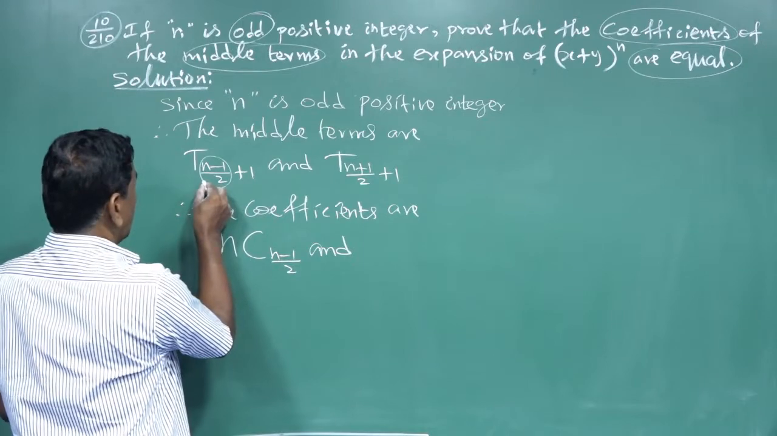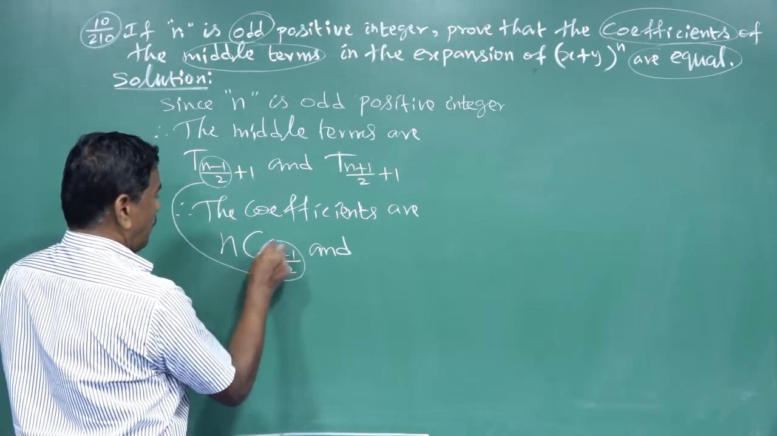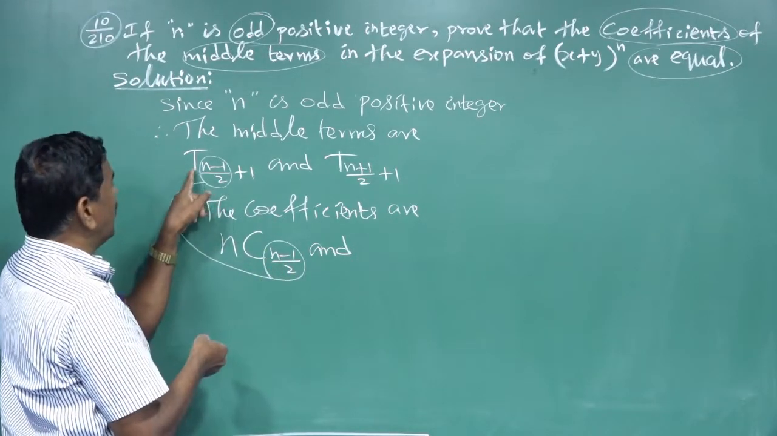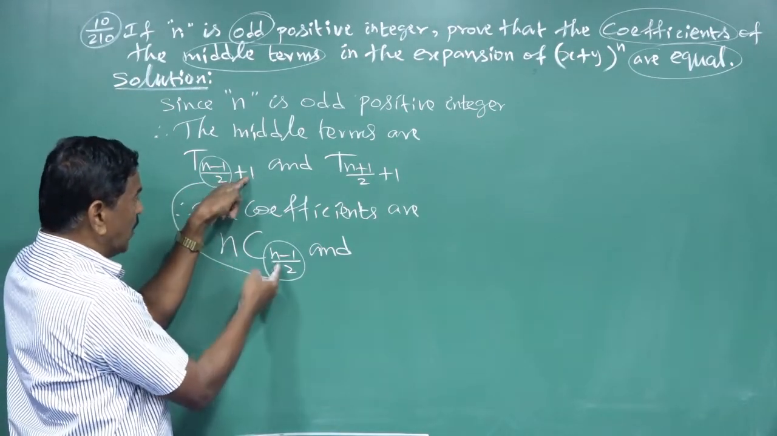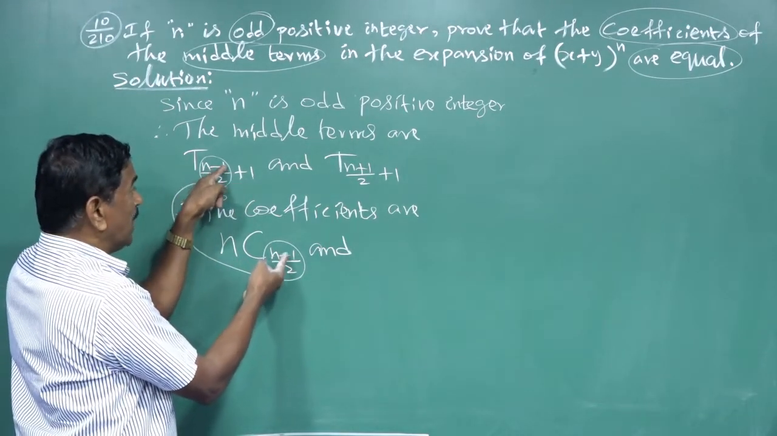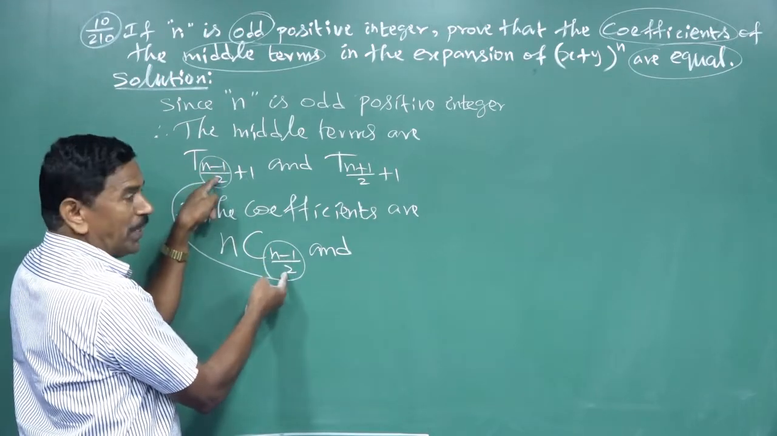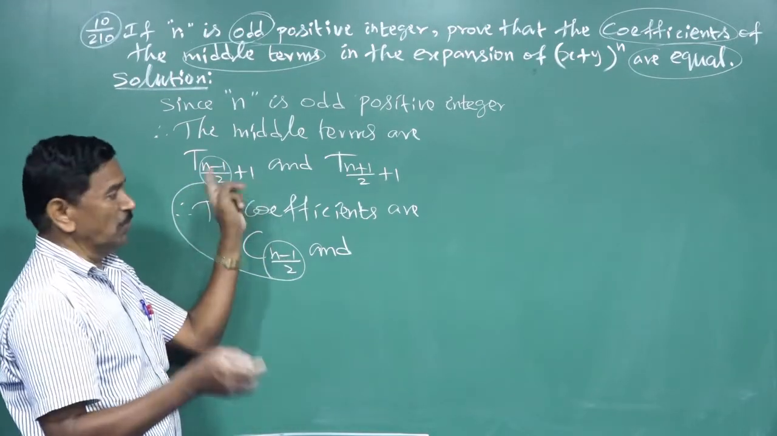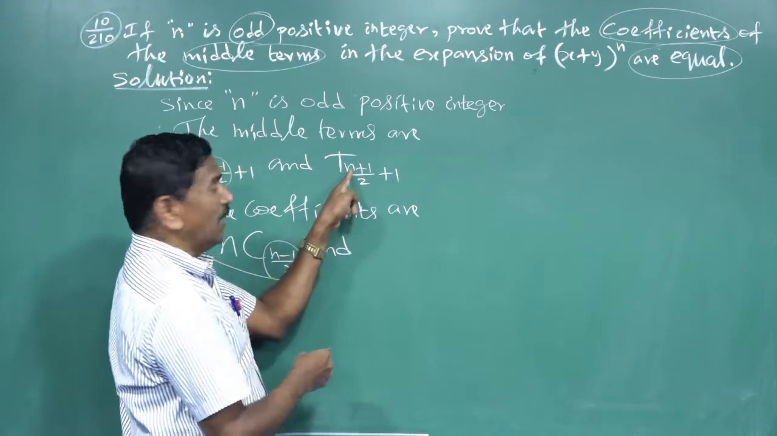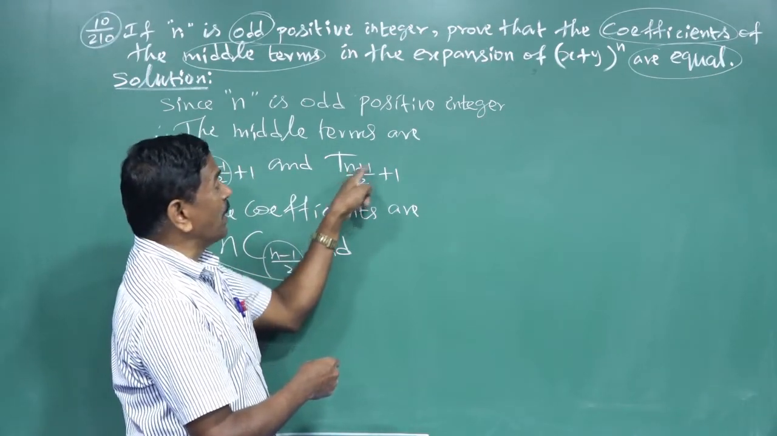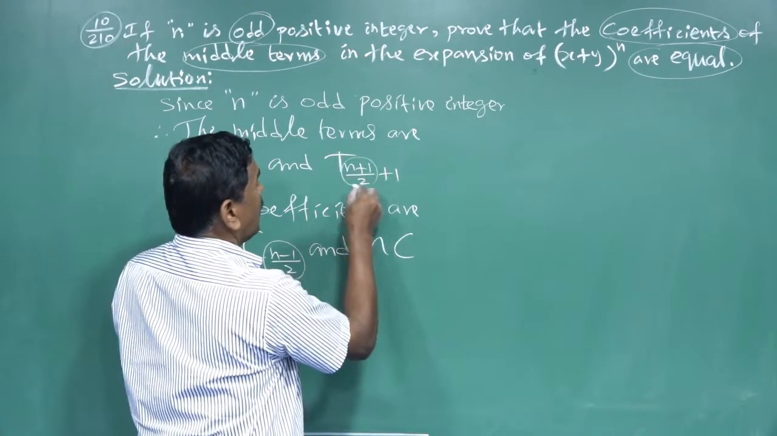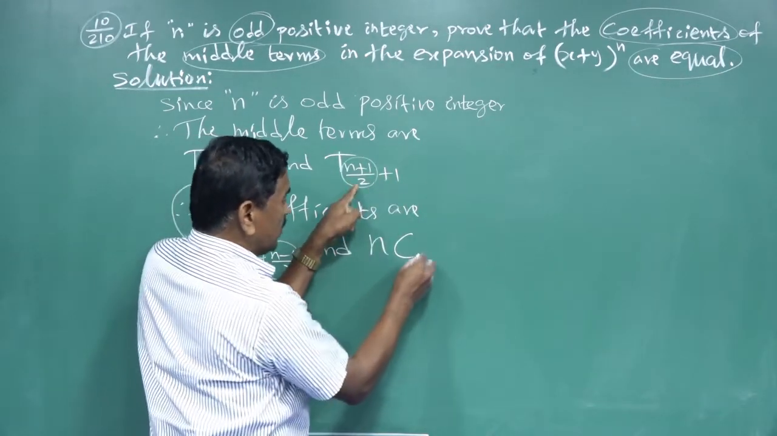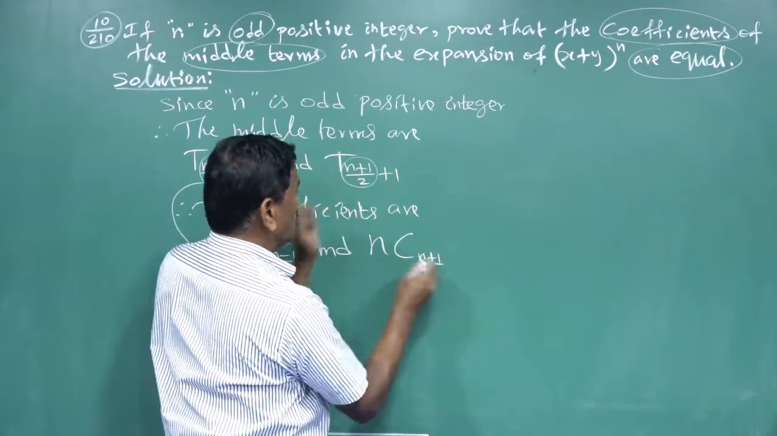Remember the technique: for example, T_(r+1) means nCr. R plus 1 means nCr, so here r means r, and (n-1)/2 means (n-1)/2. So this plus 1, forget it. Similar idea. And the coefficient for T_((n+1)/2 + 1) is given by nC, here (n+1)/2, which comes as the suffix. That's all.